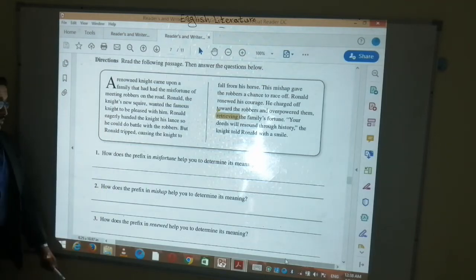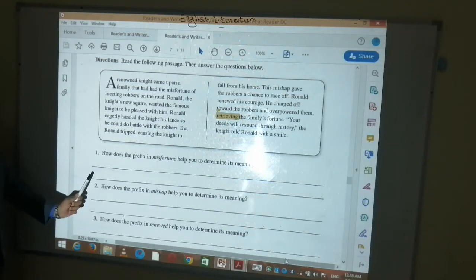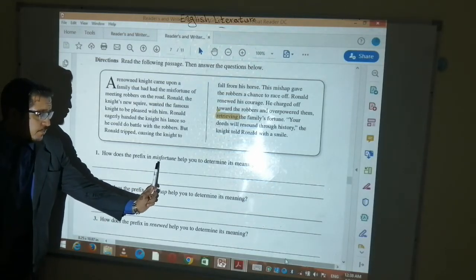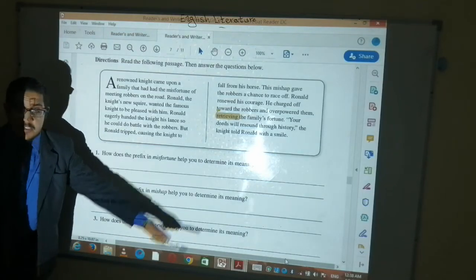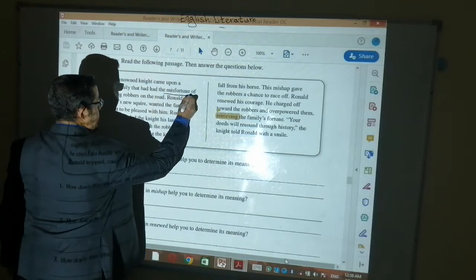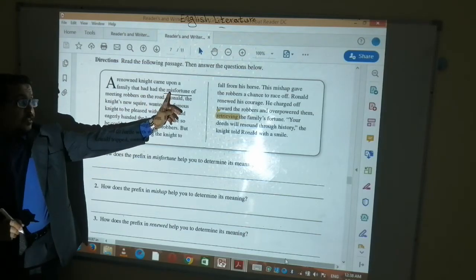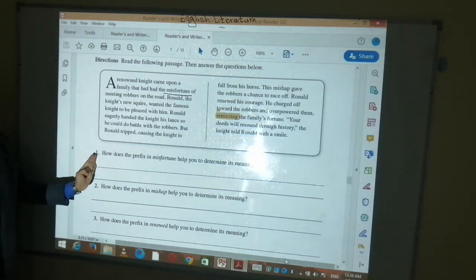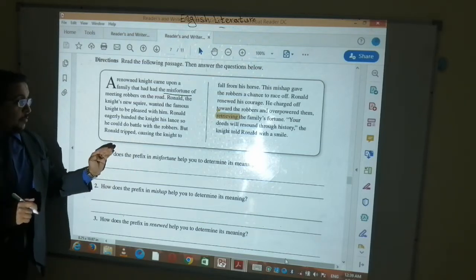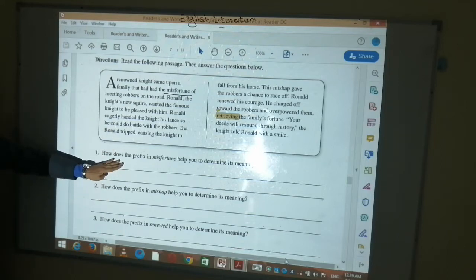After we read the text together, let's start with question number 1. How does the prefix in misfortune help you to determine its meaning? The word misfortune that we have in the text. It asks about the prefix. For mis, what does it mean? Bad. So misfortune, what does it mean here? Yes, bad luck. As I told you, after we finish, I'll show you the answer directly.